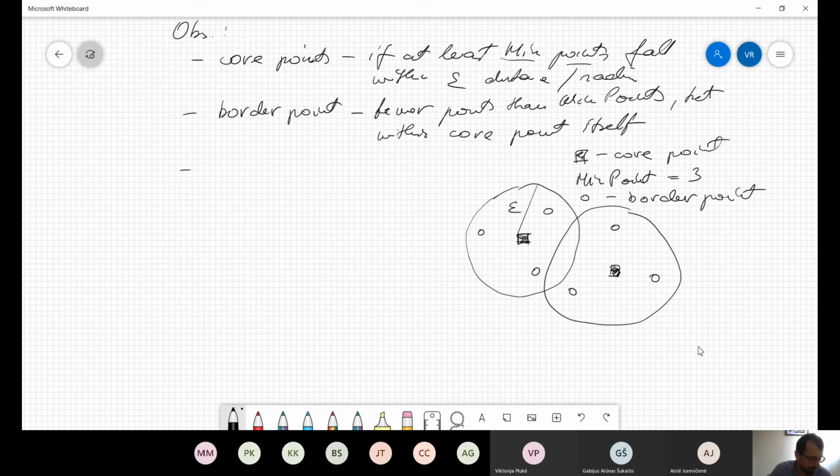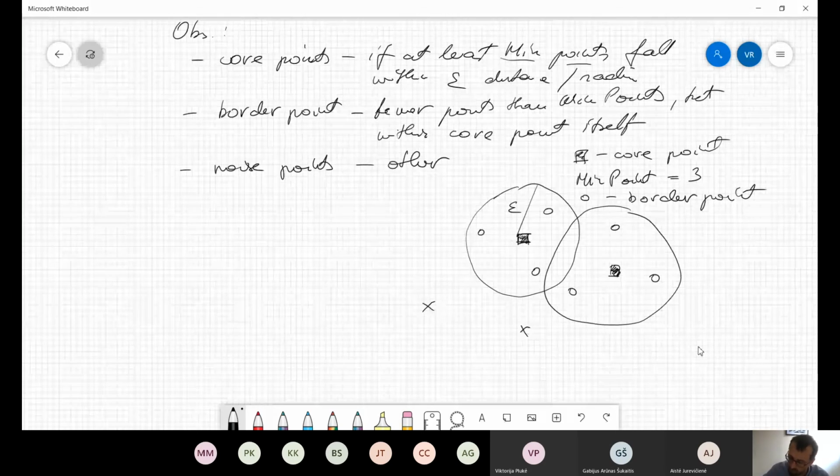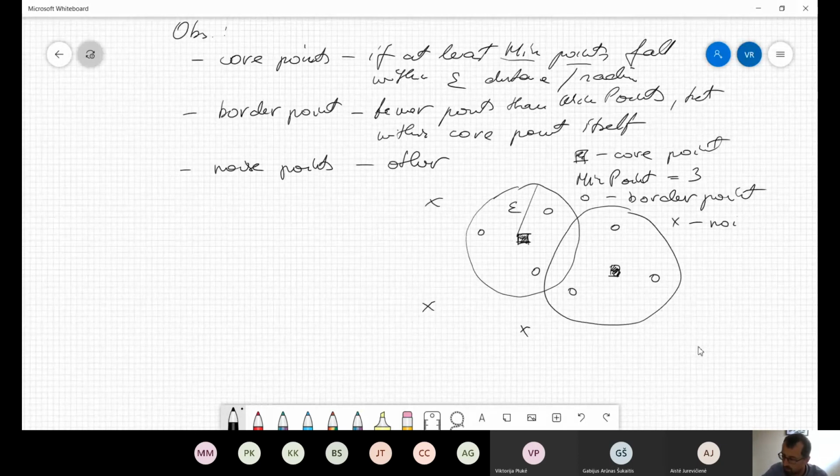Okay, and then the last ones are the other points, or noise points. These are not considered to be a core point or a border point, right? So if we have a point somewhere here, this is a noise point. Let's change the look of this point. This one does not have any points, this one does not have any points. So these are the noise points in this drawing. And this is epsilon as well.